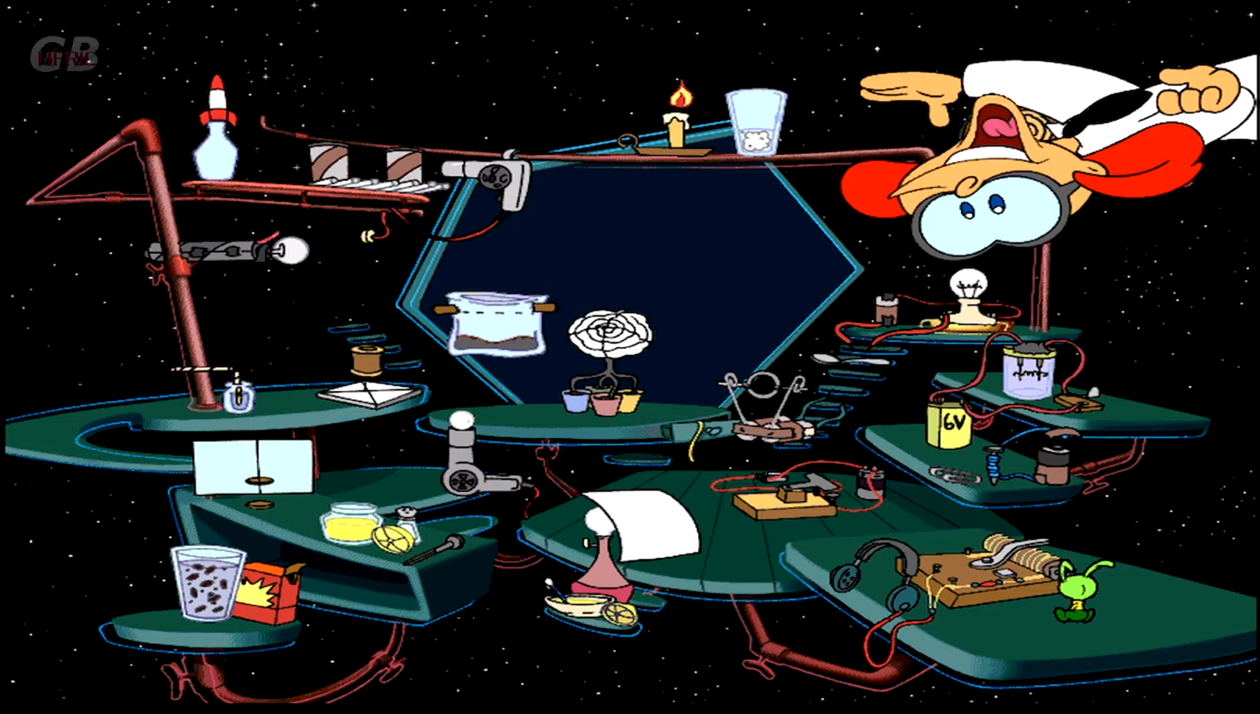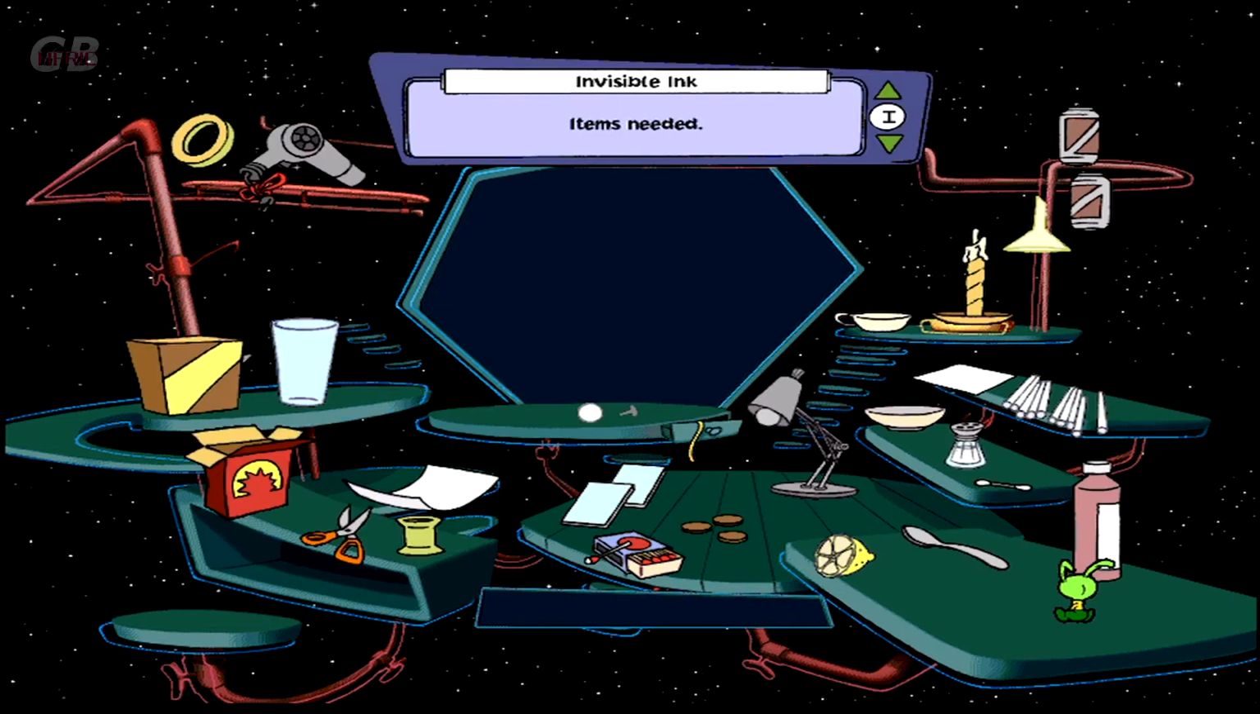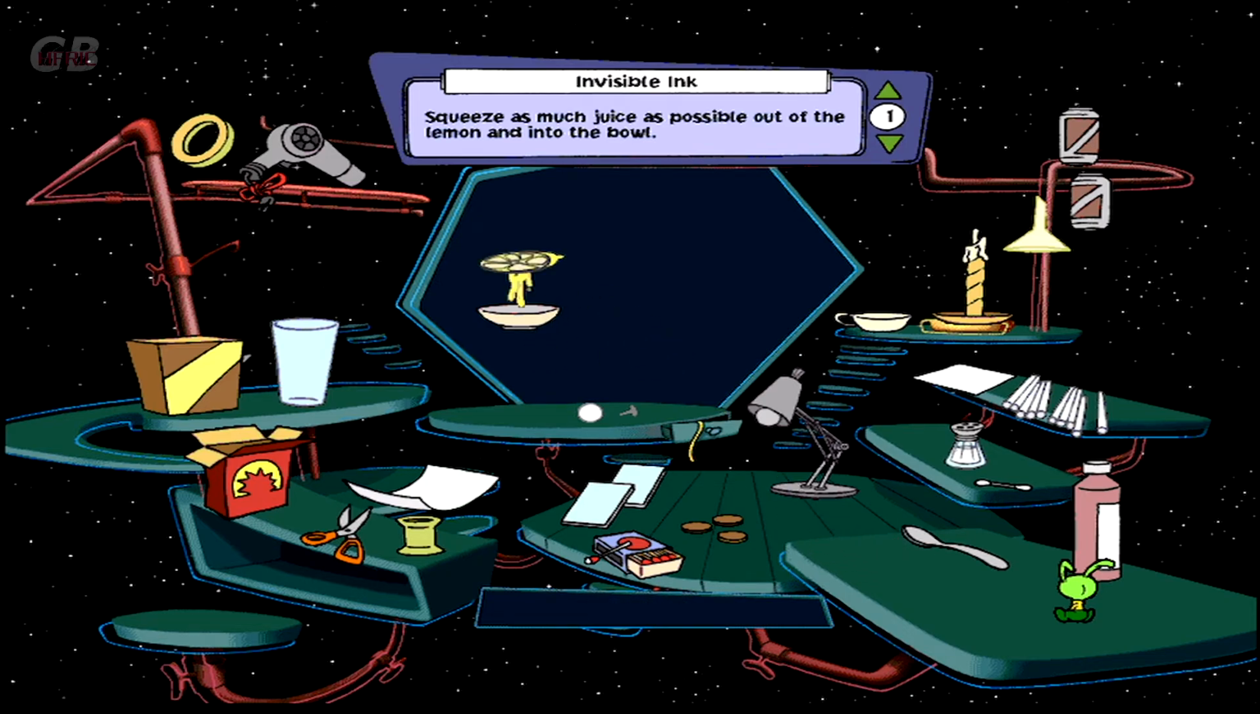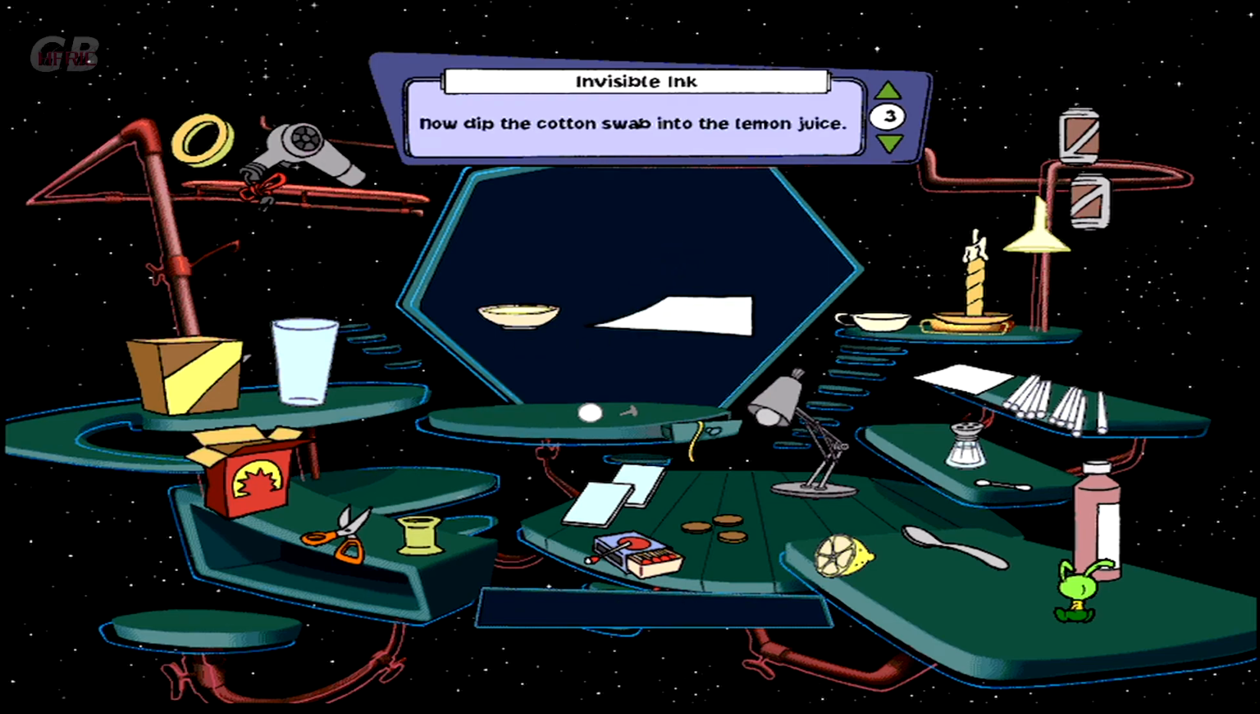This experiment is a real lemon, but there's no lemon law against it. You will need a lemon, a cotton swab, a sheet of white paper, a light bulb, and a bowl. Squeeze as much juice as possible out of the lemon and into the bowl. To do this, drag the lemon to the center screen above the bowl. Put the paper next to the bowl. Now dip the cotton swab into the lemon juice.